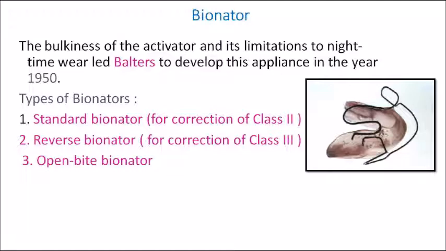Now the Bionator is of three types. The standard Bionator is used in the correction of class 2 malocclusions. The reverse Bionator is used in the correction of class 3 malocclusion, and there is one more modification of the standard Bionator which is used in the correction of open bite. That is your open bite Bionator. So the conventional Bionator is used for correction of class 2 malocclusions, then there is the reverse Bionator where the labial bow is in the lower arch, not in the upper arch. That is used in the correction of class 3 malocclusion, and the third one is used in the correction of open bite.